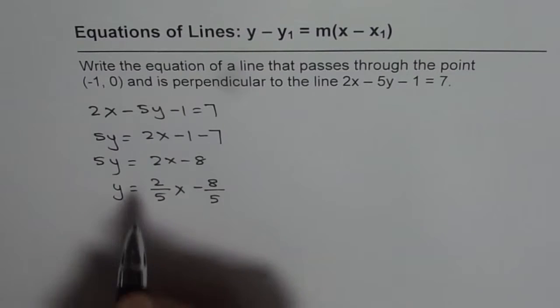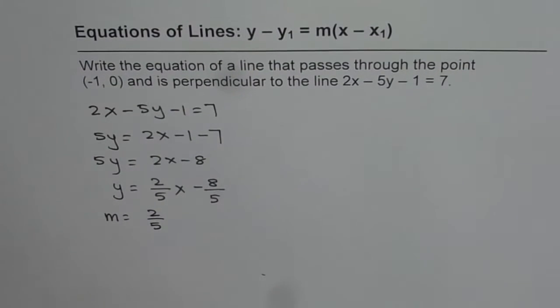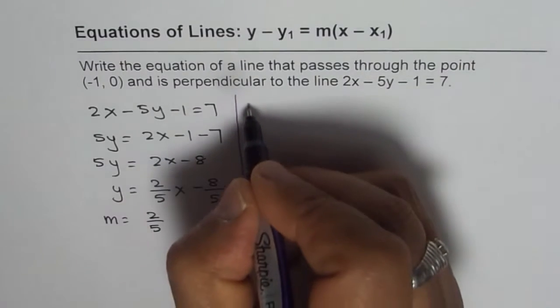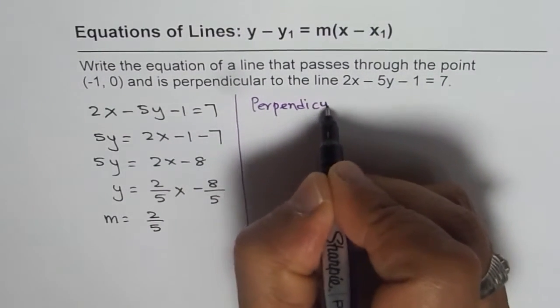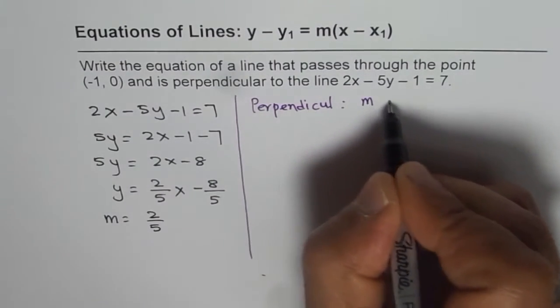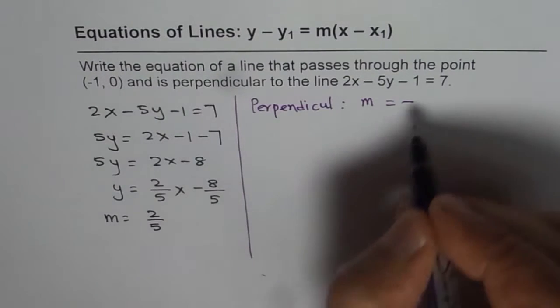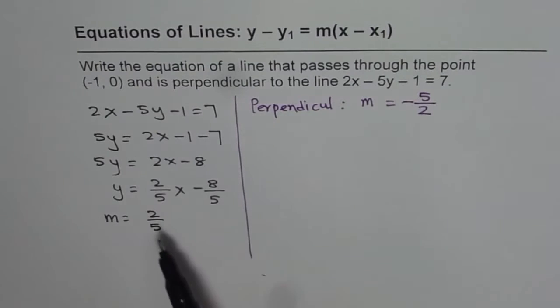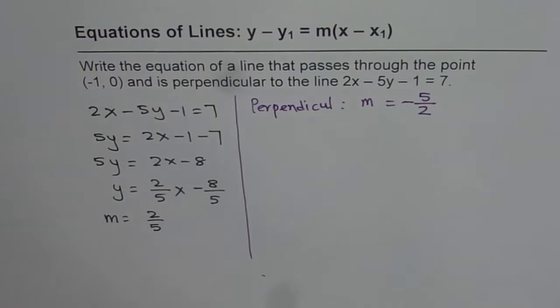Now, from here, the slope of this line is 2 over 5, correct? So that is the slope of the given line. Now, we need to find the slope of a line which is perpendicular. A perpendicular line will have a negative reciprocal slope. So the slope should be the negative of this, that means negative, and reciprocal means 5 over 2. Do you understand? Negative reciprocal. If you multiply these two, you should get what? Minus 1. That's the whole idea.